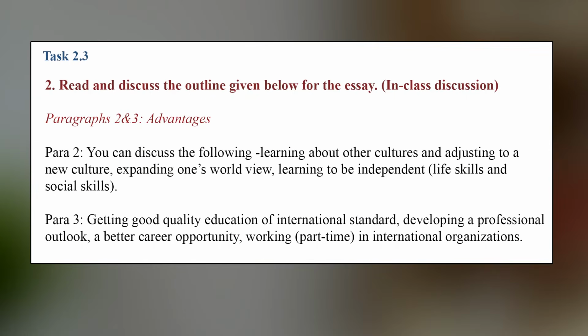Now let's look at the body paragraphs. You can have 2 paragraphs discussing the advantages, because there are quite a few points mentioned in the prompt. You can talk about learning about other cultures and adjusting to a new culture, expanding your worldview and picking up life skills and social skills. In the next paragraph, you can talk about the quality of education that you get when you study abroad and the professional skills that you pick up, the opportunity to work abroad. So everything related to education and profession.